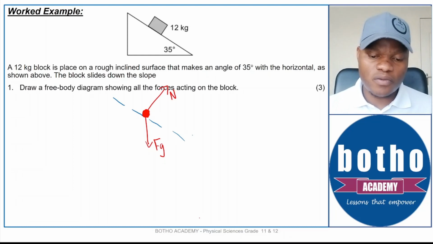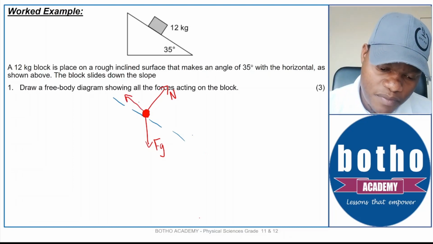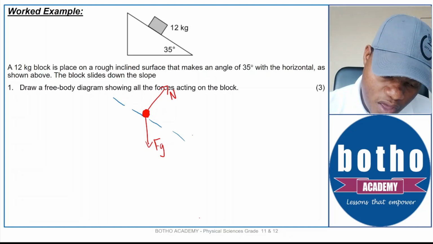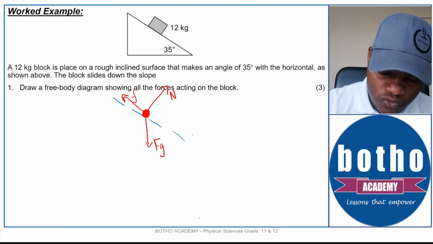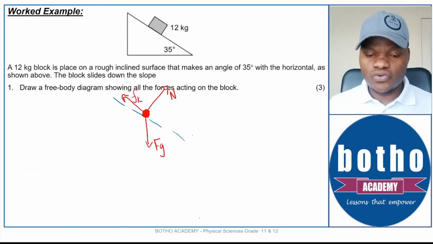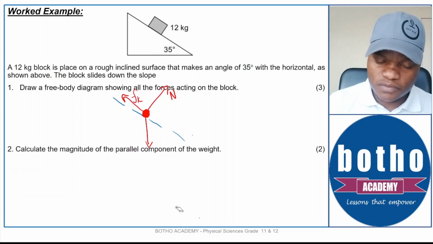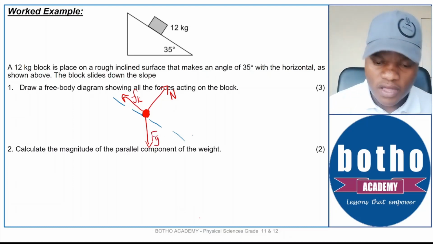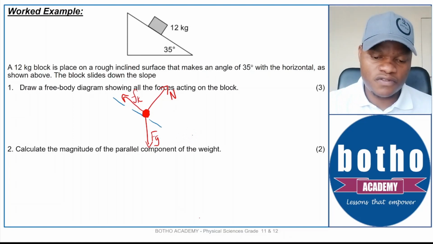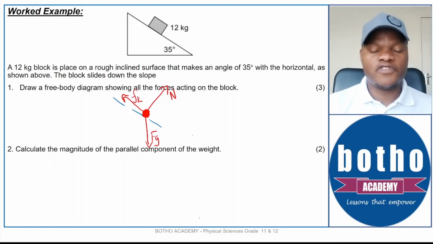Now the object is sliding down the slope, therefore the frictional force, the kinetic friction, must be up the slope. Let me quickly put it this way. This will be our kinetic friction. The next thing that we need to do is to calculate the magnitude of the parallel component. Let me just put our labeling up there. It's important, guys, to make sure that your free body diagram is labeled. Remember, the blue line is not part of the diagram. It's just there to guide us to draw the right normal force and the right frictional force.